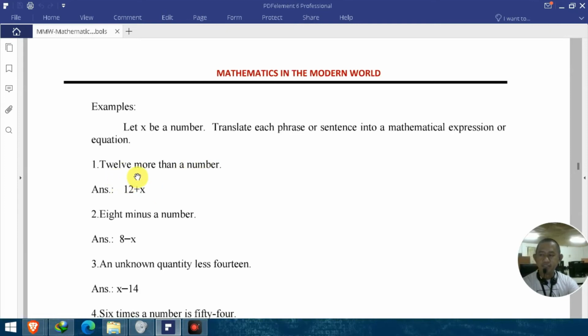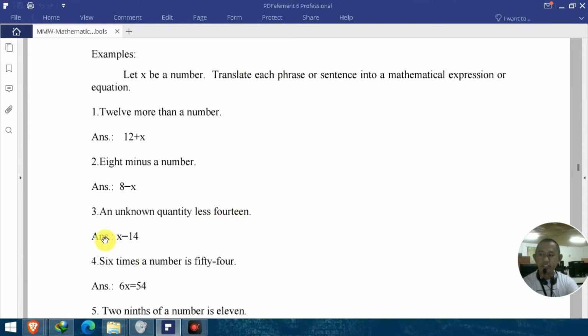Number 1: 12 more than a number. So more than means addition, you add to an unknown number, which is the x. 8 minus a number means you're going to subtract from an unknown number, so 8 minus x. An unknown quantity less than 14: so your number x, less 14, meaning you take away 14.